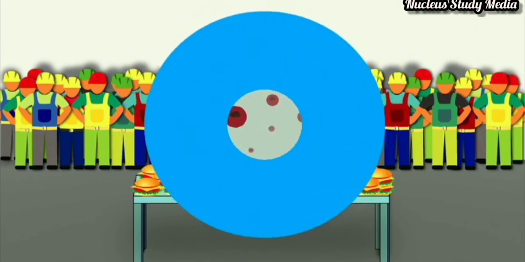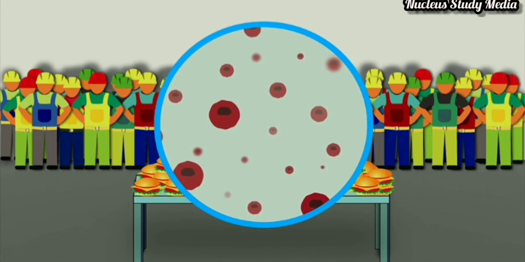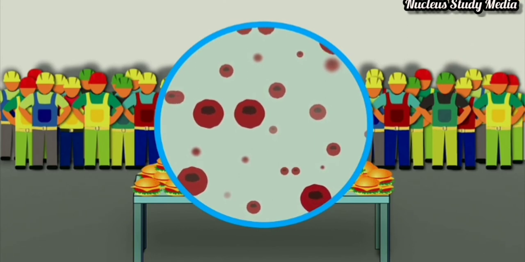These workers are just like the cells in our body. They need food which is broken down into tiny little things which they can utilize for their growth and repair.